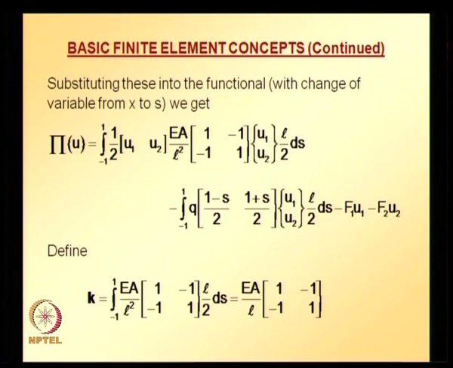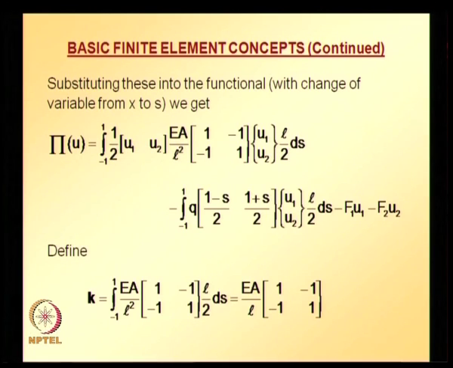And please note that u1, u2 are nodal values or nodal parameters, so they are not functions of the coordinate system. So you can pull them out of the integral, and the half is also constant, so pull that out of the integral too. Whatever is a function of x, E is a function of x, or s, A is a function of s, L square, 1 minus 1 minus 1 1 times L over 2 ds, that is what is defined as K. And if you carry out the integration, you get E A over L times 1 minus 1 minus 1 1.